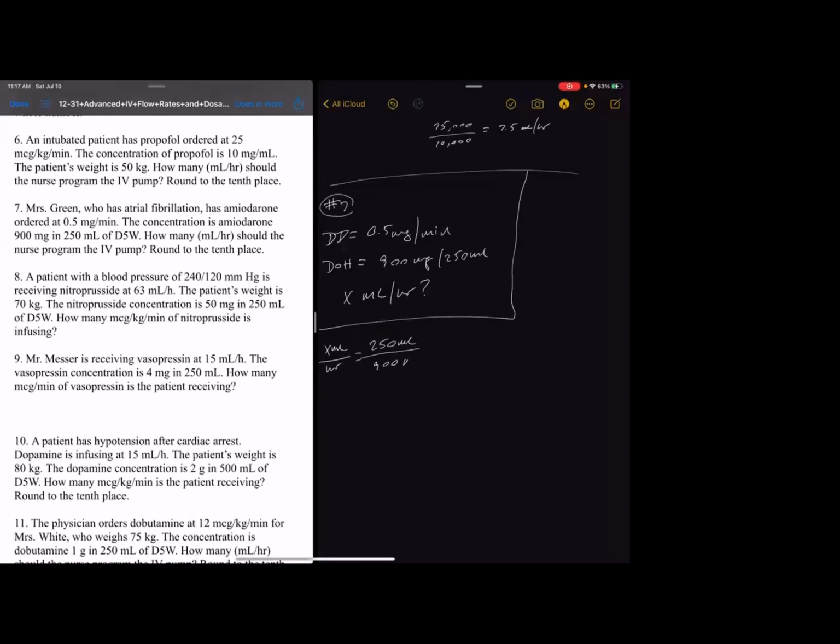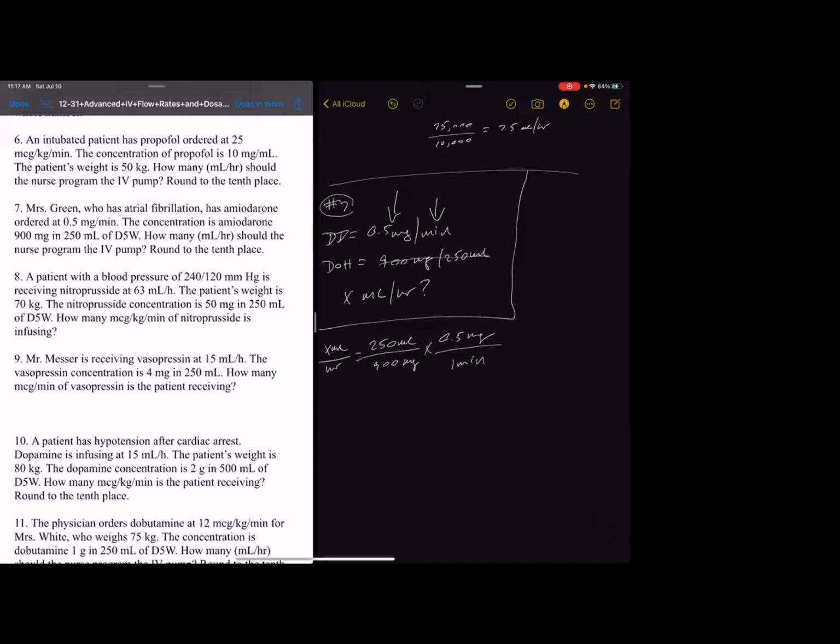900 milligrams, absolutely. I don't need milligrams, right? I need to cancel the milligrams out. So what in our box has milligrams? 0.5. So 0.5 milligrams over what? Over 1 minute. So 0.5 over 1 minute.